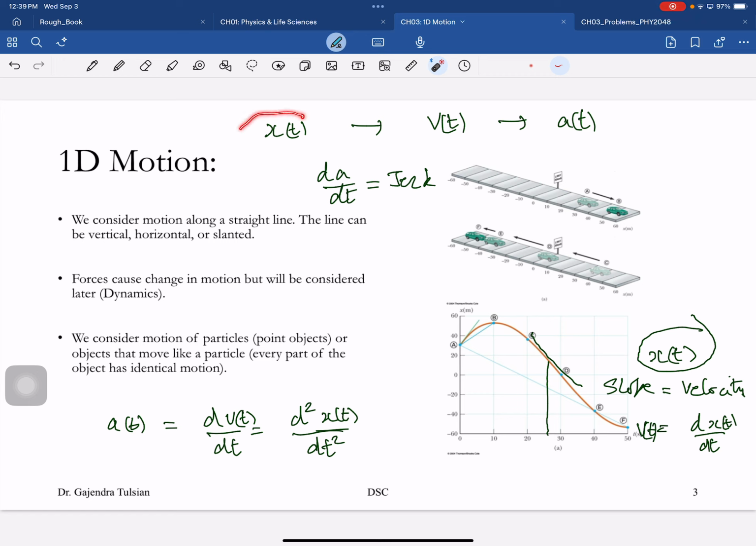Right now, we're just interested in describing motion. So we consider motion of particles, point objects. What are we saying here? Well, you have an extended object, except that it's not spinning. Every point on the object is moving with the same velocity and same acceleration, and you can treat it as a particle.